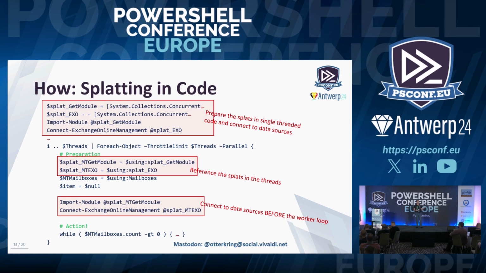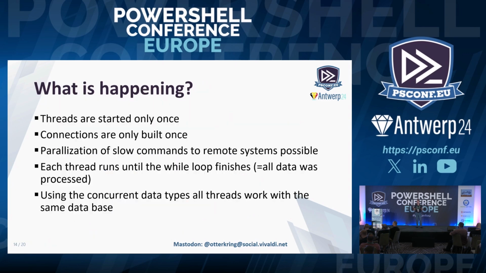And also later in the code, it's the same thing. You prepare your concurrent dictionaries in the single-threaded code, eventually already build connections there to read some data in. Then when you come to the multi-threaded code, you reference these variables with the using prefix. You should always do that when you have to use variables from the single-threaded environment, and then just connect to your resources before the working loop.